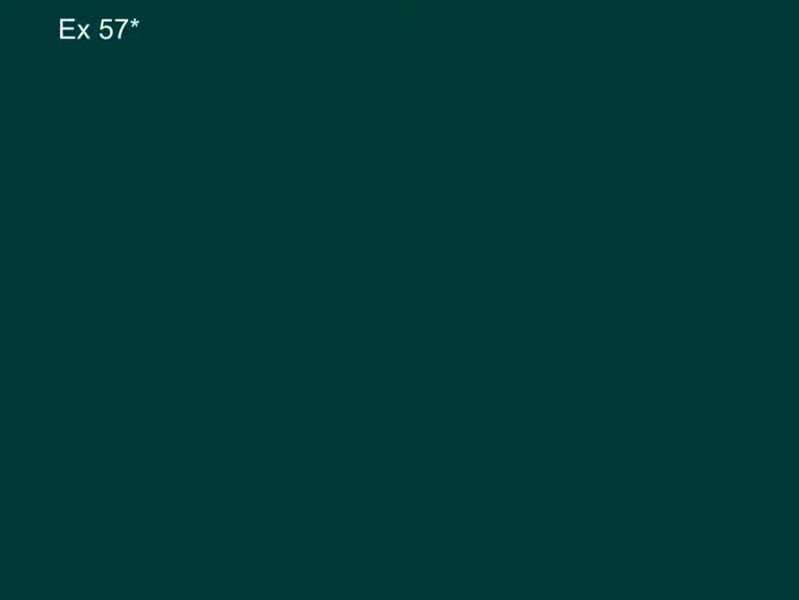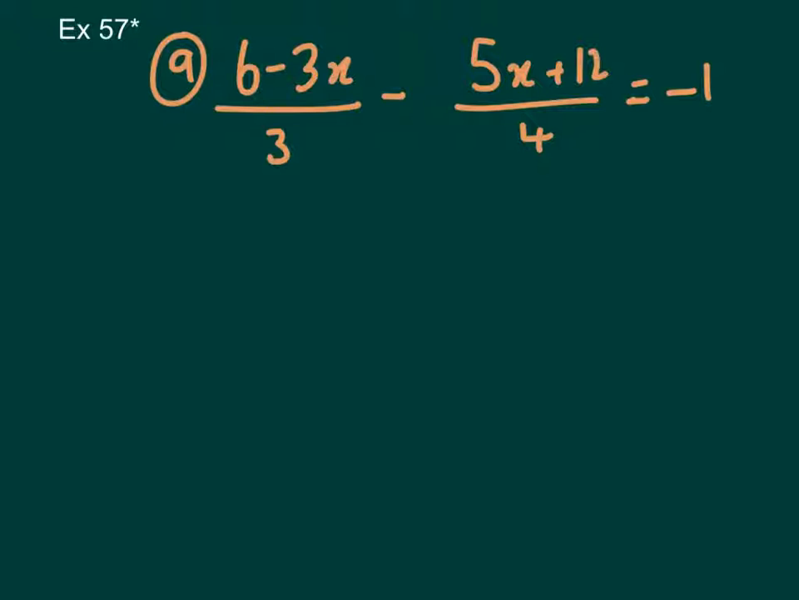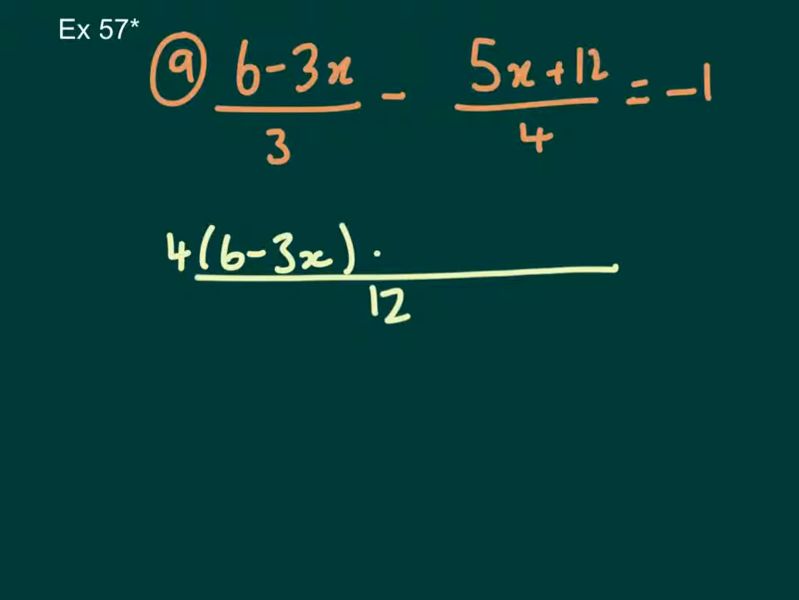Right, so if you've finished 57, there's 57 stars, an extension, so I'm going to just pick a really tough looking one, question number 9. So this time I'll be taking fractions away from each other. So we need to get a common denominator first of all, so one fraction on the left hand side so we can do our cross multiplying thing. So to go from 3 to 12, I'll multiply by 4, so I do the same to that expression on the top of that fraction. Take away, to go from 4 to 12, I multiply by 3, so I multiply 5x plus 12 by 3.